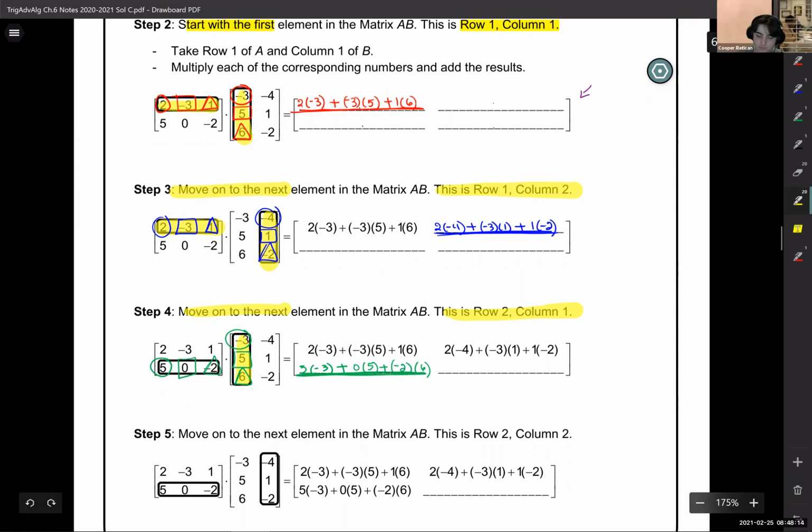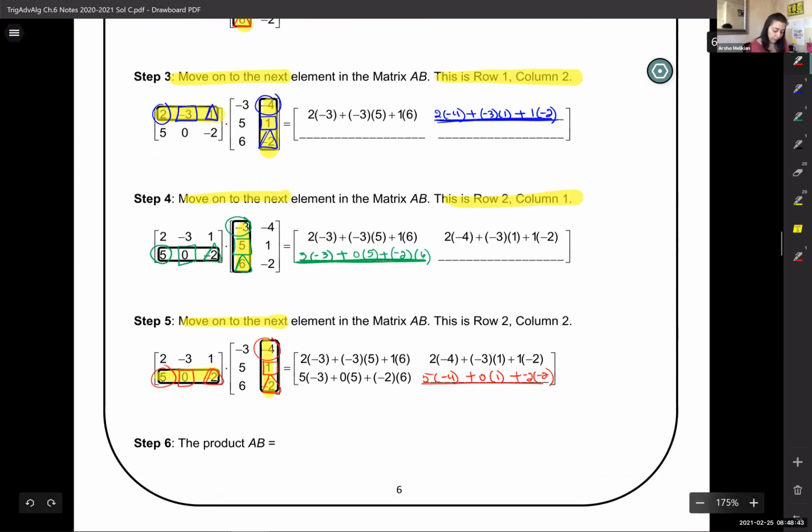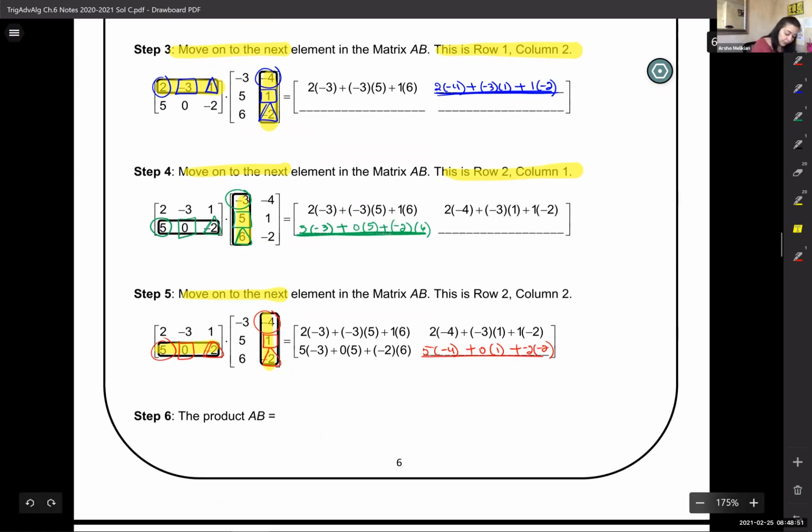All right. Lastly, move on to the next element. This is now row 2, column 2. So I'm going to take row 2 with column 2. Same situation: first one times the first one, 5 times negative 4, plus 0 times 1, plus negative 2 times negative 2. When you've filled them all up, now you just have to do the multiplying. So let's go ahead and do that.